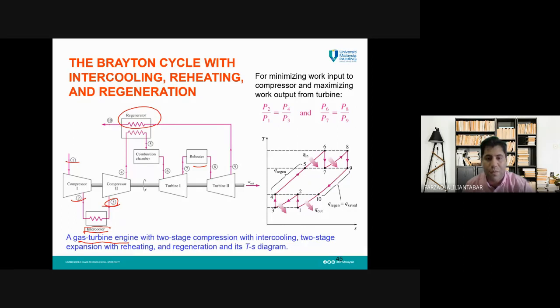Again, after the turbine, the temperature of the gas will drop due to the irreversibility we have. Then in the reheater, again, we use another heat exchanger or any other energy source, for example, to increase the temperature. Again, we use another turbine to produce power.